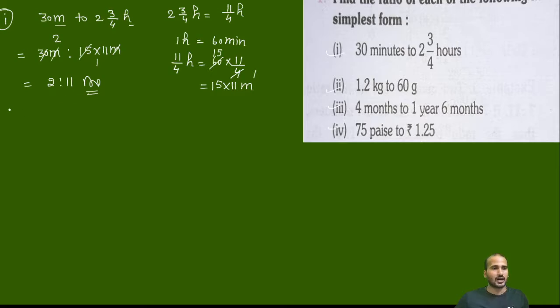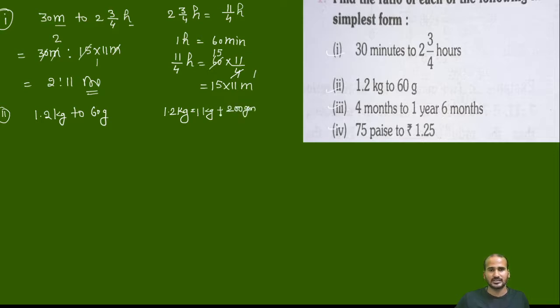Okay, now the second one. What is given is 1 upon 2 kg, 260 gram. Okay, so here it is given 1.2 kg. So we know that we can also write this as 1 kg and 200 grams.